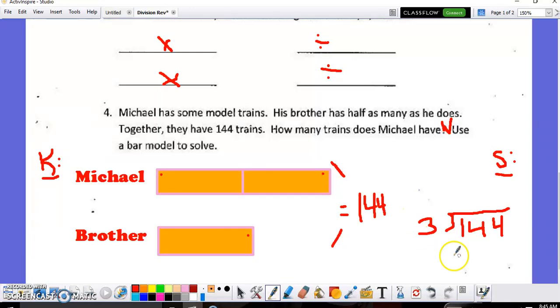This is what I want you to try by yourself. Divide the 144 by 3, and whatever your quotient is, the answer to that division problem, you fill in these bars. But then go back to the W. Remember that you just want to add these 2 bars at the end to see how many Michael has. Once you've done that, flip it to the back and try another one.